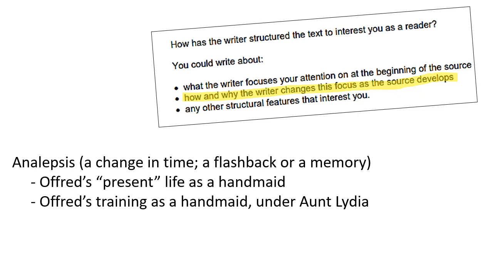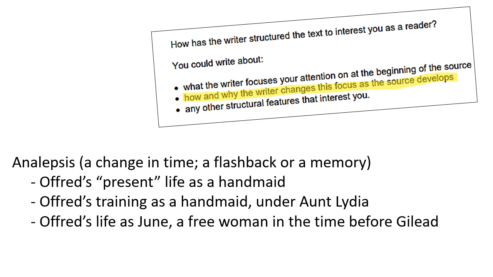But then we frequently get memories of her training as a handmaid, and there's a clue that if Offred's mind is going to wander back to her training, she will say something that Aunt Lydia said. And so whenever you see Aunt Lydia, you know that the book's gone back in time to June's memories of training. And then the third timeline goes even further back.